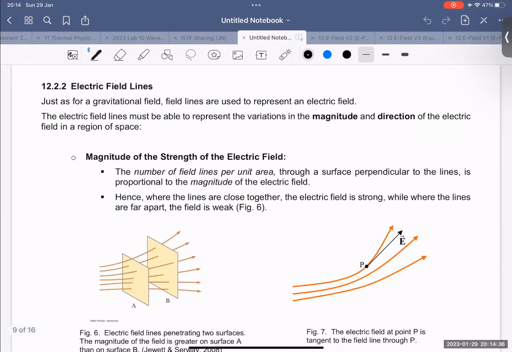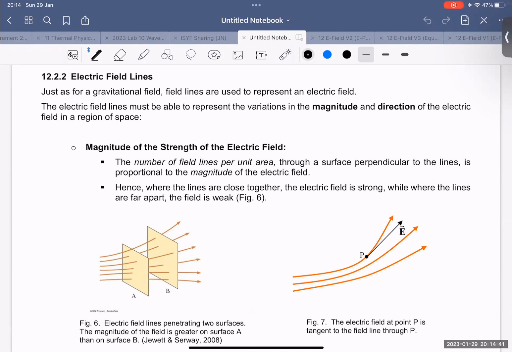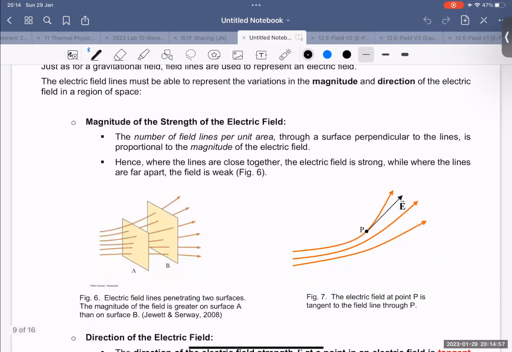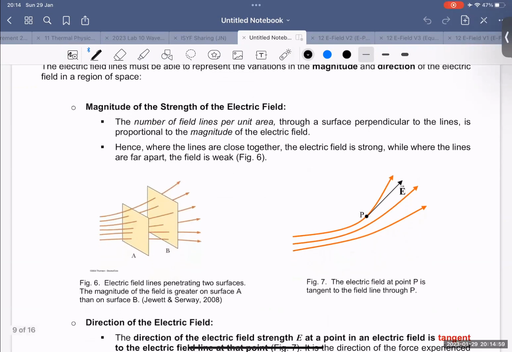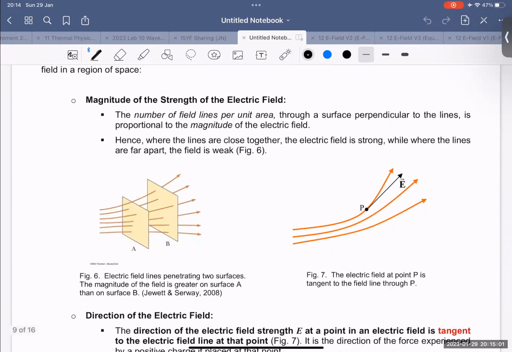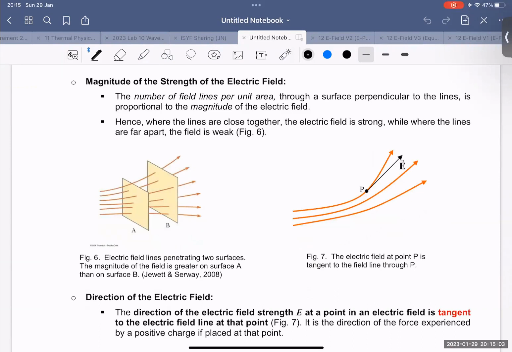Electric field lines. So we use field lines to represent an electric field. The electric field lines must be able to represent the variations in the magnitude and direction of the electric field in a region of space. The number of field lines per unit area through a surface perpendicular to the lines is proportional to the magnitude of the electric field. Hence, where the lines are close together, the electric field is strong, and where the lines are far apart, the electric field is weak.